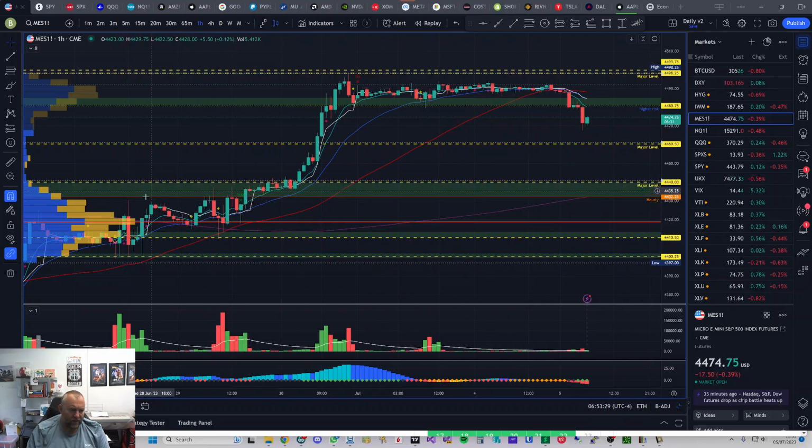4400 and all this area could be really considered resistance. So all this area, I mean, it could be support because there's a lot of volume in this area. But I will be watching this area 4400, 4440, and 4400 is my preferred area to get a bounce from.